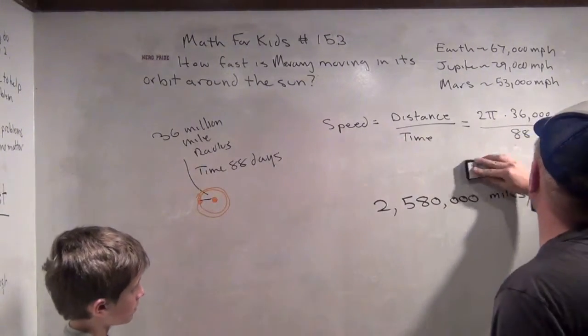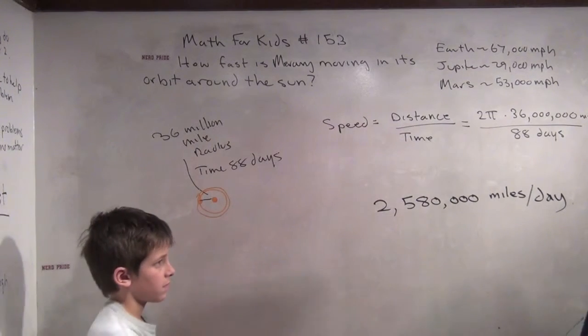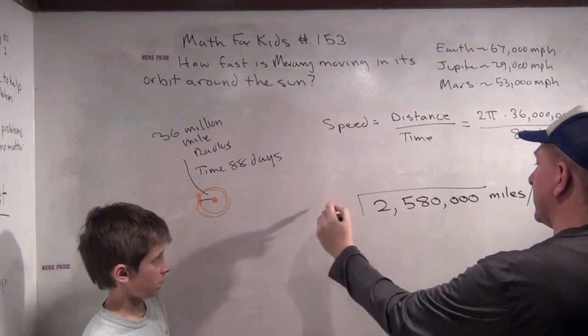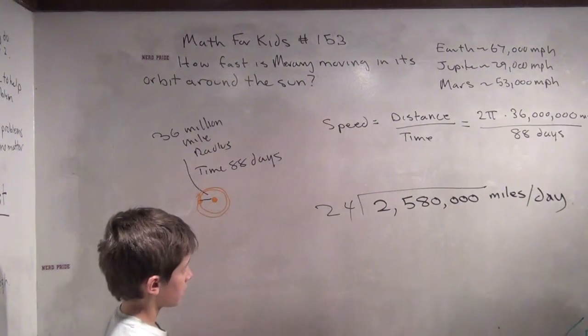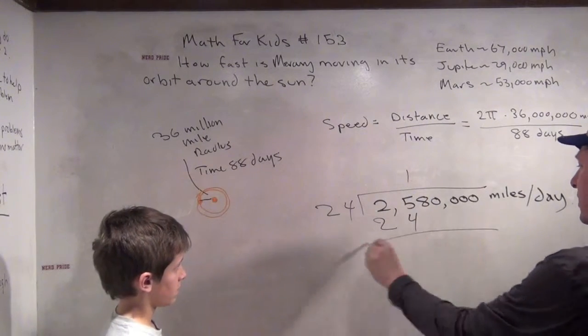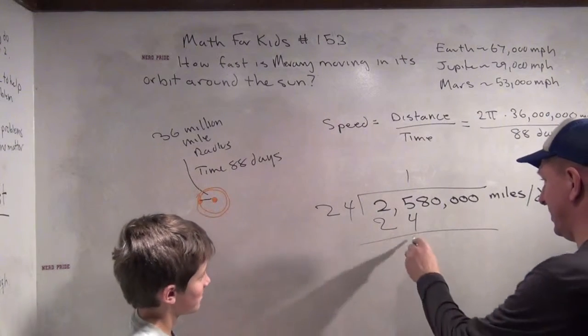Now, what do you expect? Do you think Mercury is going to be moving faster or slower? Faster than Earth. Okay. Let's see. So 2,580,000 miles per day divided by 24. 24 goes into 25 once. Once? Okay, now, put your thinking cap on. 25 minus 24 is 1.